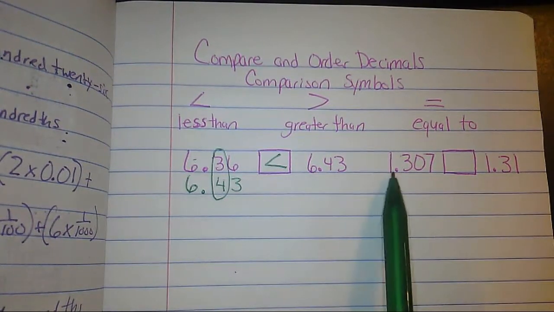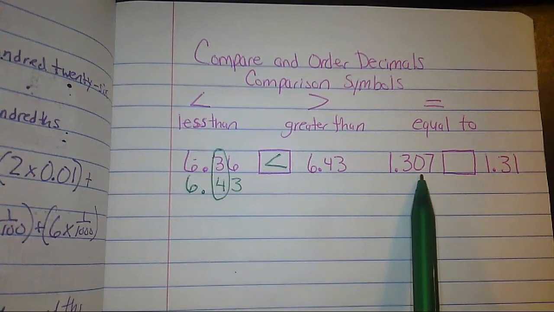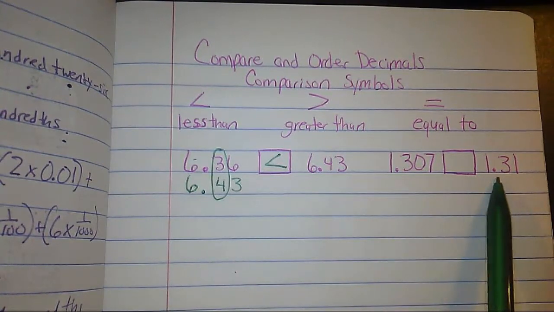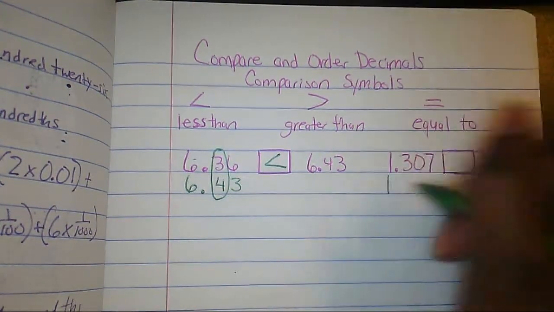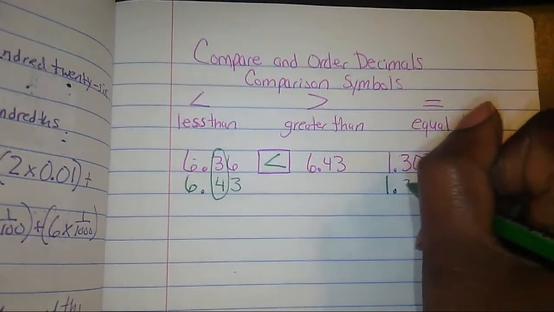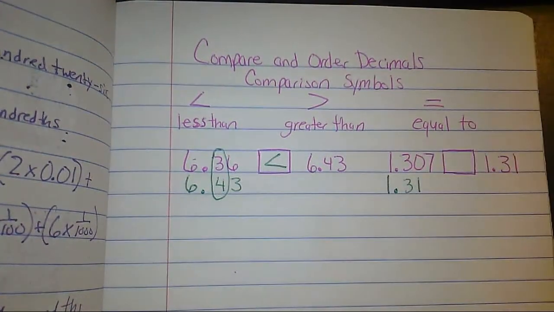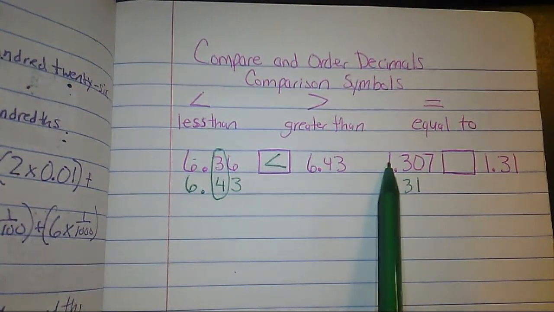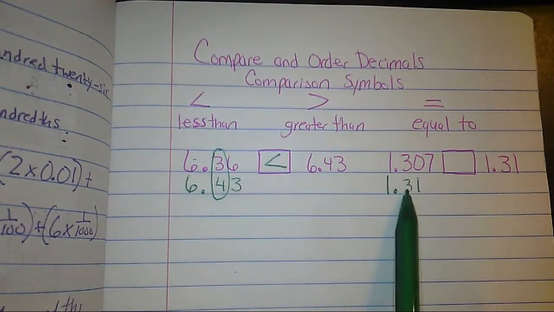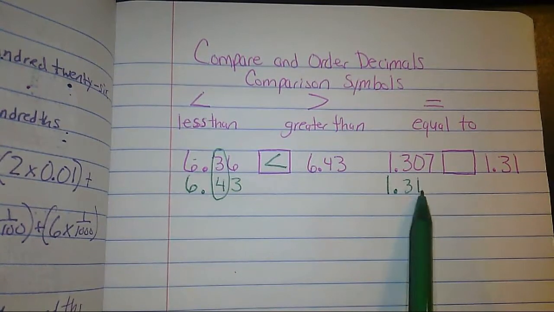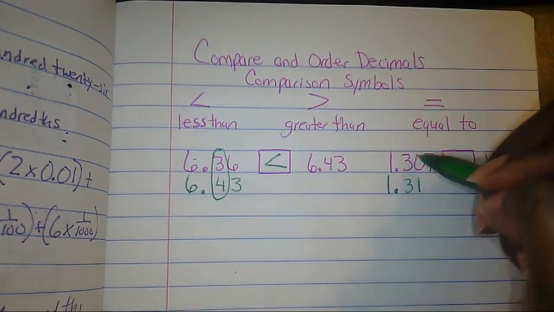Next, we're going to look at 1 and 307 thousandths and 1 and 31 hundredths, and we are going to compare. Again, I'm going to line up the decimals. I'm going to put 1 and 31 hundredths here. That's what I'm going to do. Then I'm going to start comparing. The ones place, same, so I keep going. Tenths place is the same, so I keep going. Hundredths place, this is where I stop.